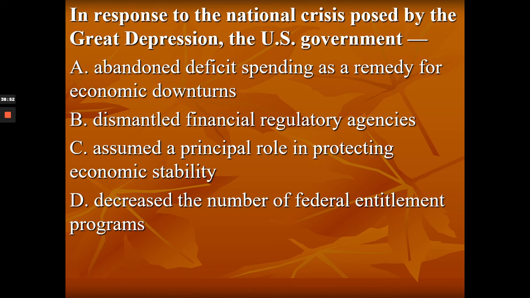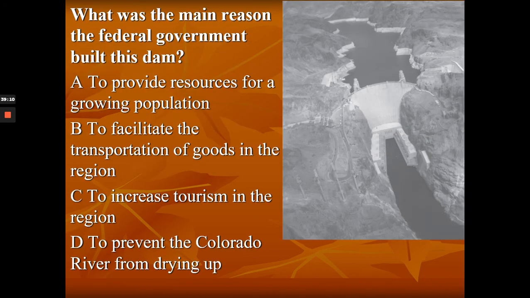All right, in response to the national crisis posed by the Great Depression, the United States government did what? Remember, more government intervention. The answer is assumed a principal role in protecting economic stability. What was the main reason for the federal government built this dam? Okay, understand that dams generate electricity. So the answer is to provide resources for a growing population. The Hoover Dam, which is something you got to give President Hoover credit for, generated electricity to the Las Vegas area.